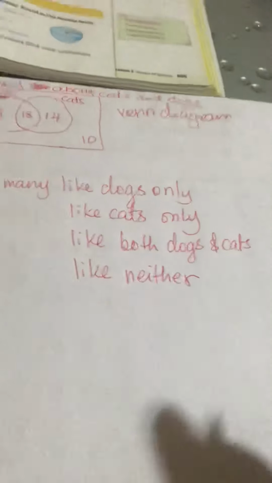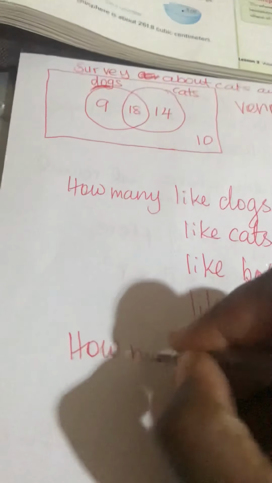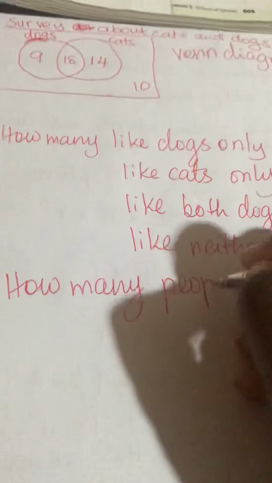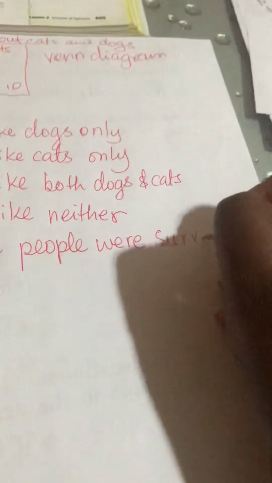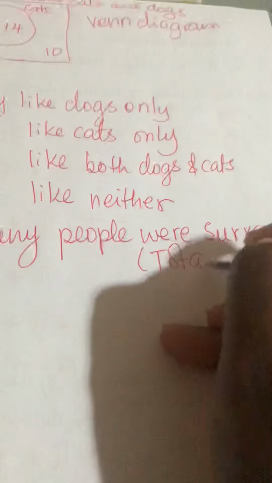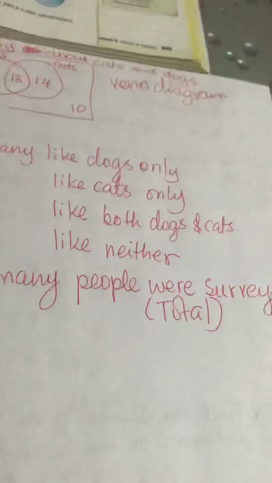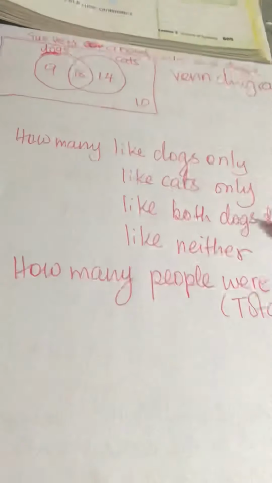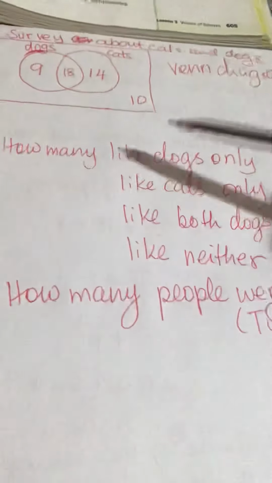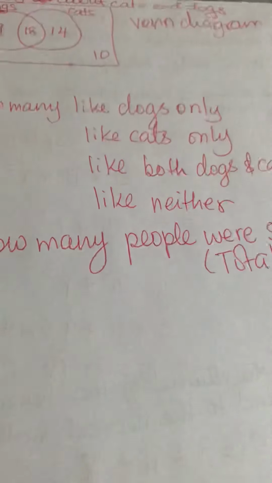Okay? And then what is the total? How many people were surveyed? This means total. How many people in all did I ask the question? When you get your Venn diagram, write these 5 questions: 1, 2, 3, 4, 5. You must answer these 5 questions before you draw your table. This way your life is easy.